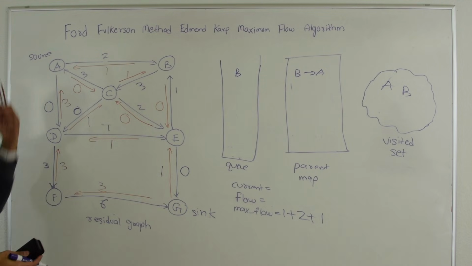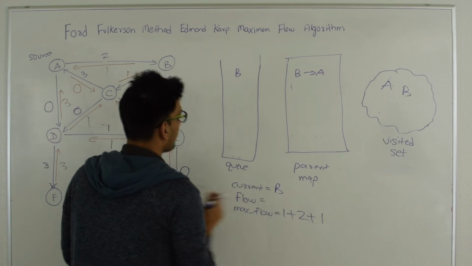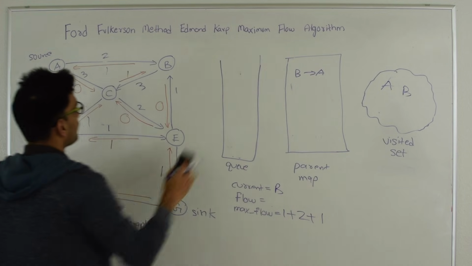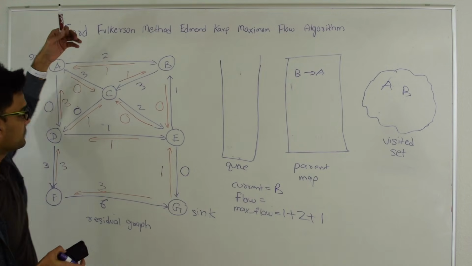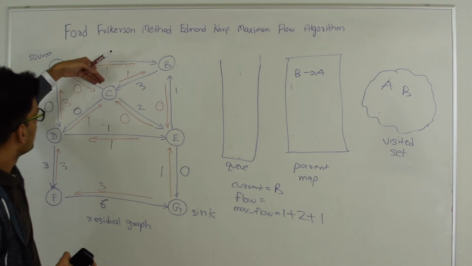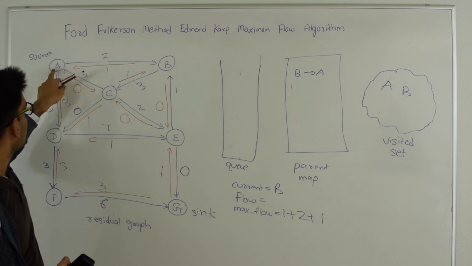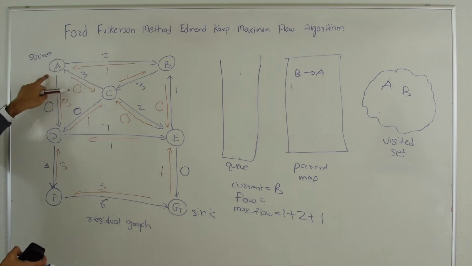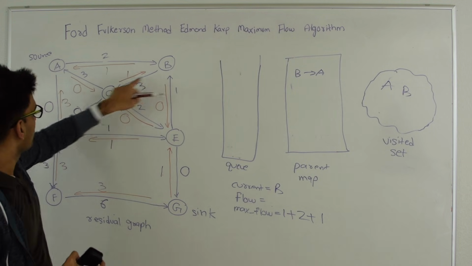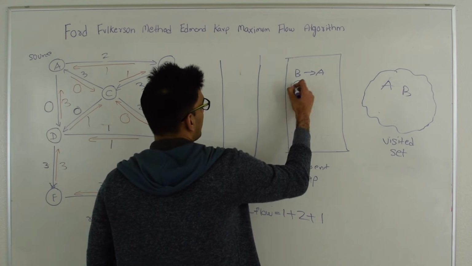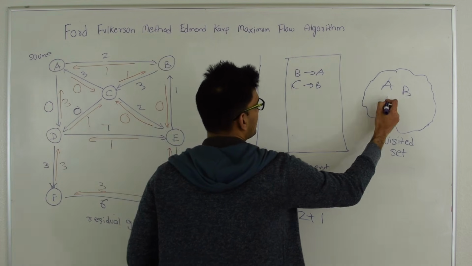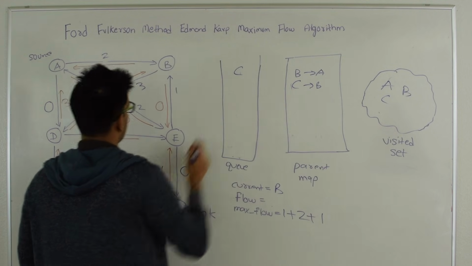Now we are going to pop B out of the queue. So current becomes B. And we are going to look for neighbors of B where residual capacity is greater than 0 and is not visited. So that's C, and A is already visited. There is a residual capacity here, but A is already visited. There is none here, so only C. So C got introduced by B. C is visited now and C goes into the queue.